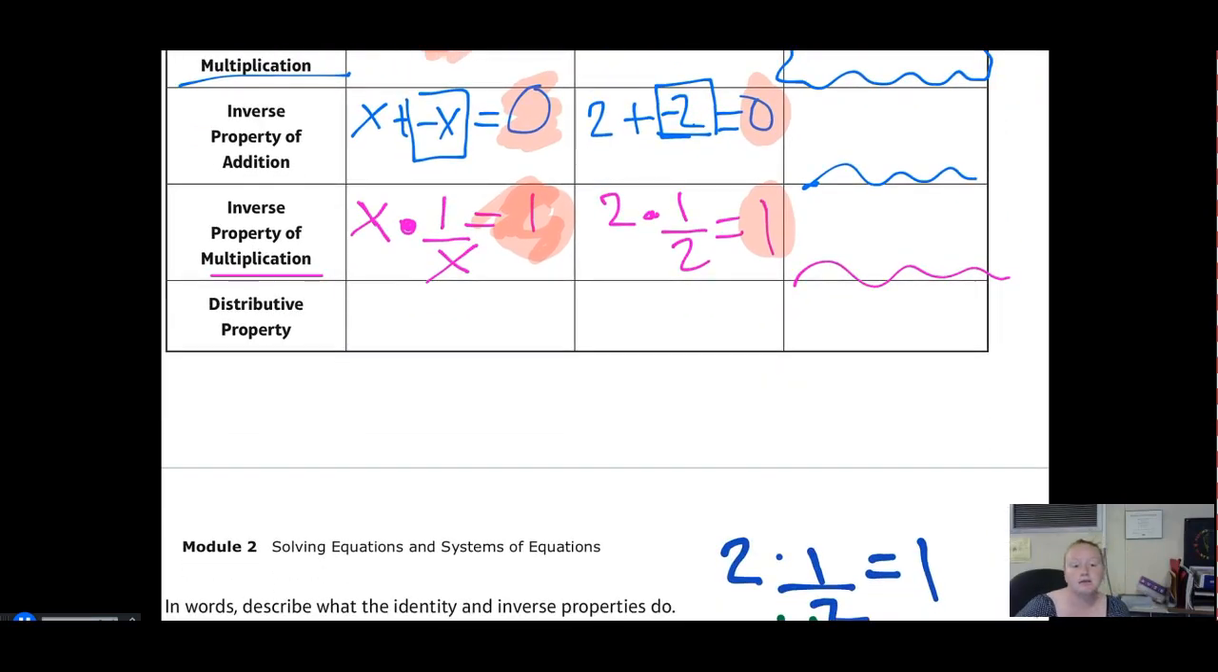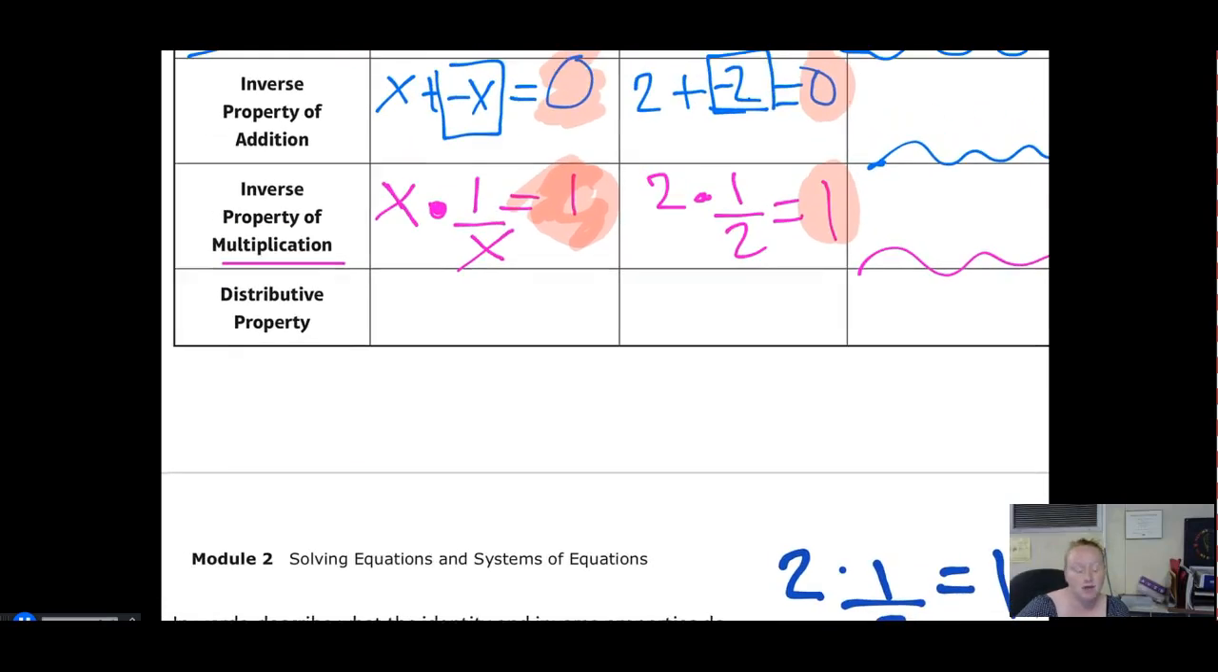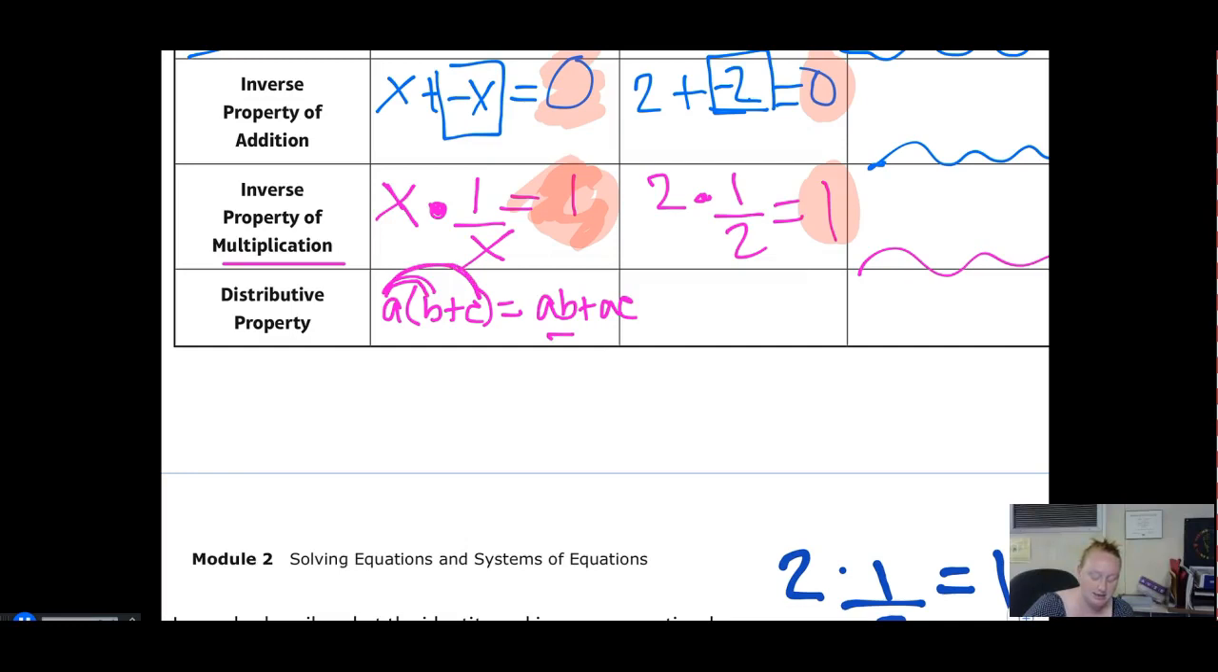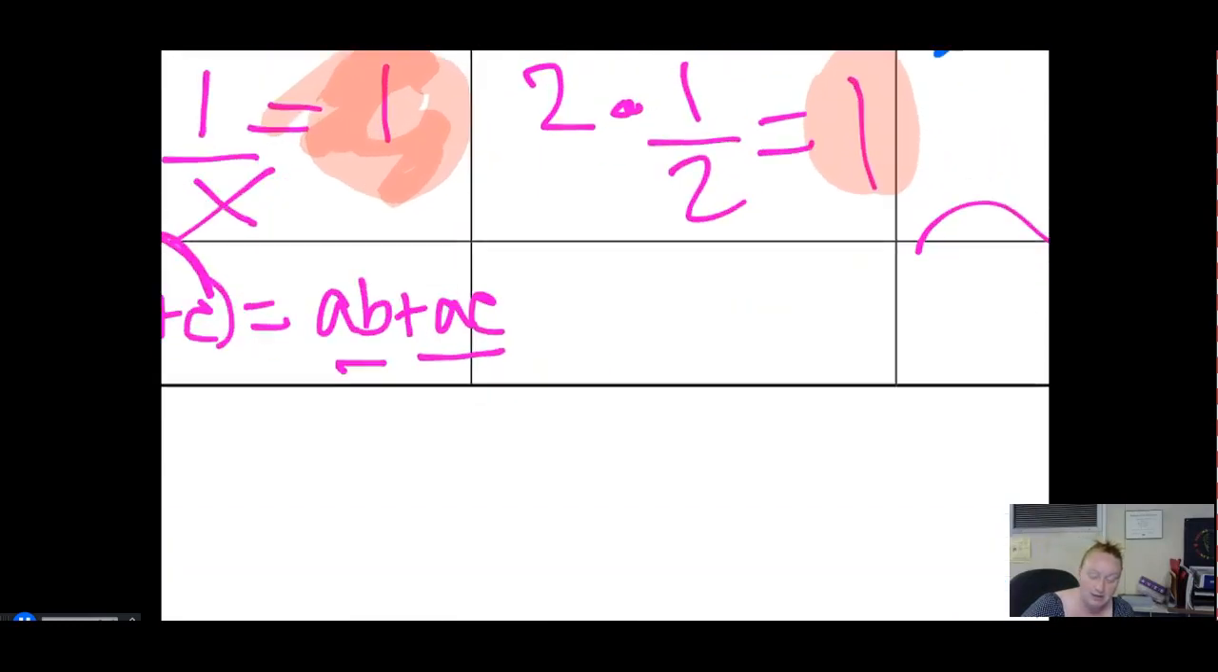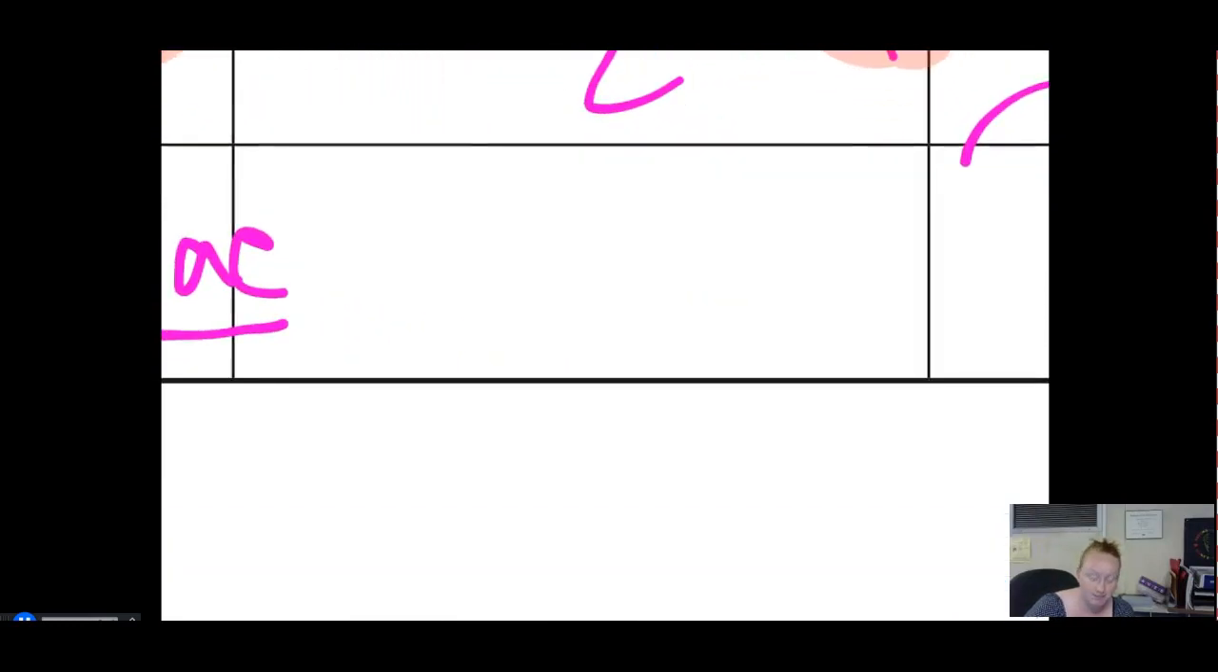Okay? Distributive property. So, distributive property, rainbow math is our favorite way to describe it. A times B plus C. So I get A times B plus A times C because I rainbowed in. Okay, I did the A times B makes AB. I did the A times C makes AC. That's rainbow math.